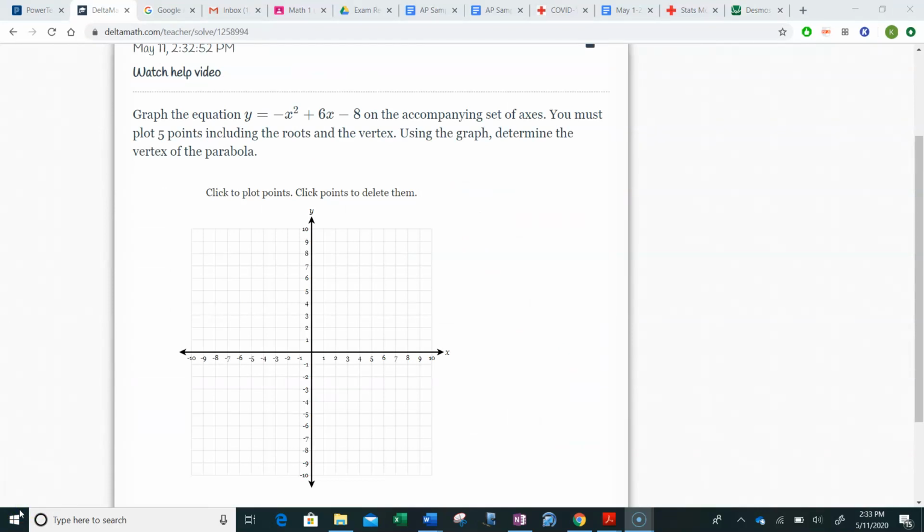Okay, so let's say that you have a problem like this in your practice today. Graph the equation y equals -x squared plus 6x minus 8. You must plot 5 points, including the roots and the vertex. Use the graph to determine the vertex of the parabola. Okay, so let's check this out.